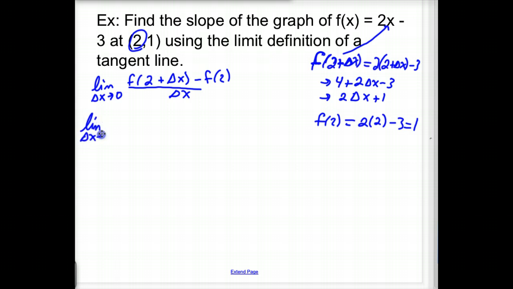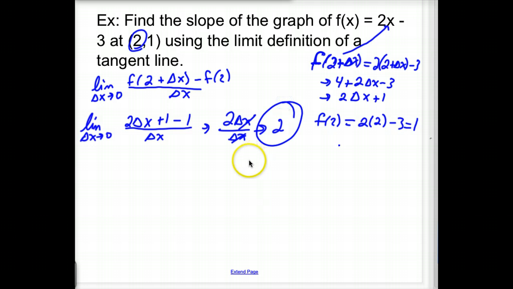Limit as delta x approaches 0. F of 2 plus delta x is the 2 delta x plus 1. Do I have that right? 4 minus 3? I think so. And then minus 1 from the f of 2, and then delta x. Continuing to simplify, the 1 minus 1 simplifies to 0, and then we're left with that. Keep simplifying, and the delta x's cancel, so we're left with 2. And the limit of a constant is just the constant. So the slope of the graph of 2x minus 3 at 2, 1 is 2.